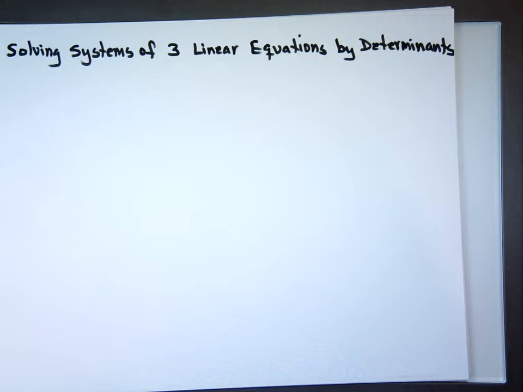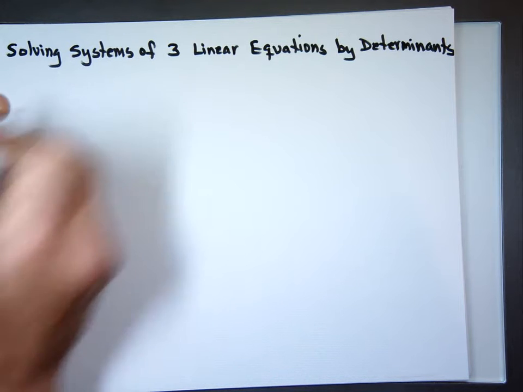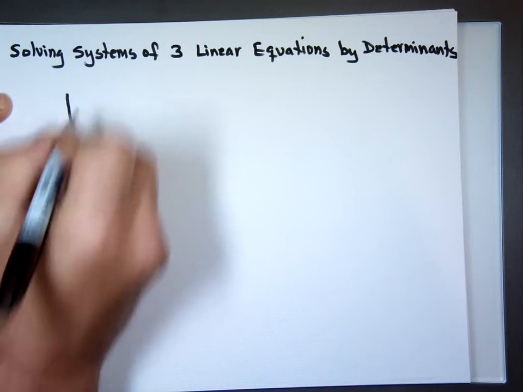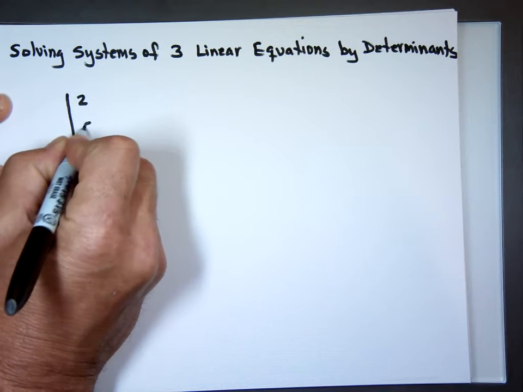No longer 2 by 2, it's 3 by 3 using determinants. And before I get to that, how do we do that? How do we solve a 3 by 3 determinant? How do we find the value of a 3 by 3? This is what a 3 by 3 determinant looks like. Let me put some numbers in it.